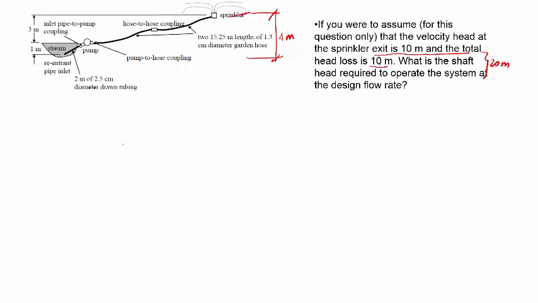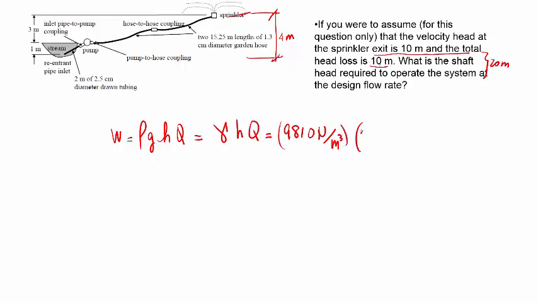So we have the equation for the power here, gamma HQ. Okay, so we have 9810 times H, then we have 20 plus 4, and the Q, which is given, 0.5 times 10 to the minus 4 cubic meters per second. So let me double check this calculation. Yeah, times 24 times Q. So we have 58.86 watts. Okay.